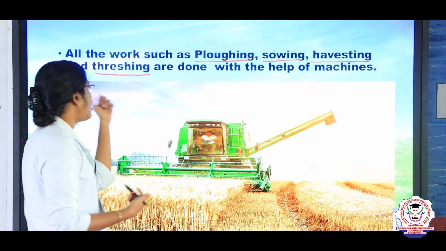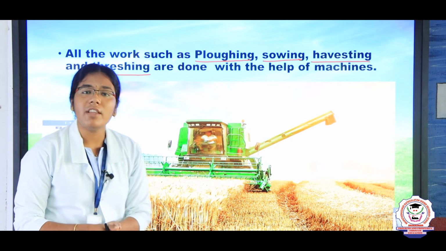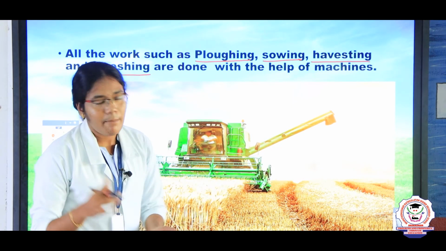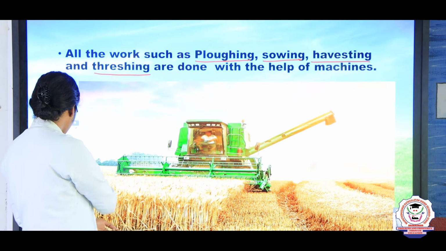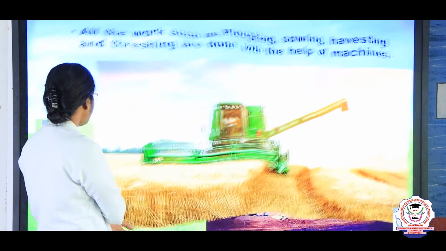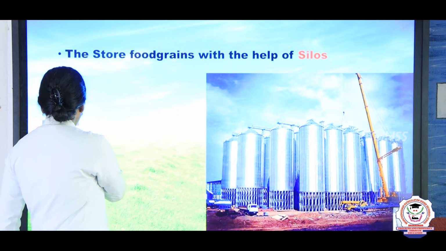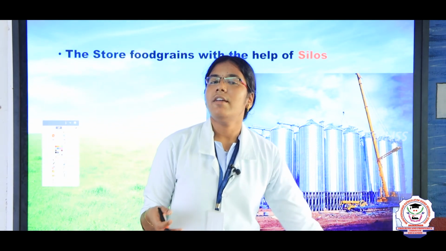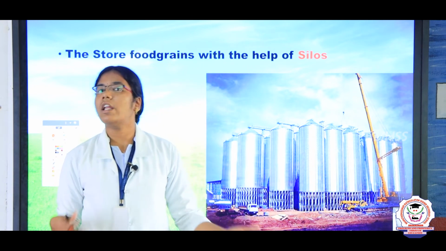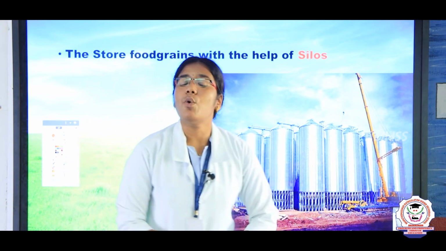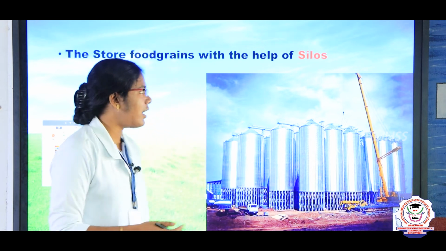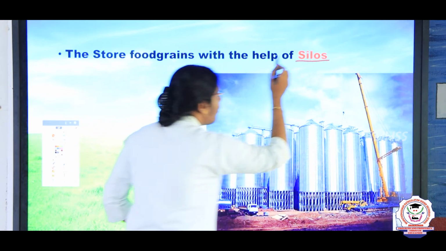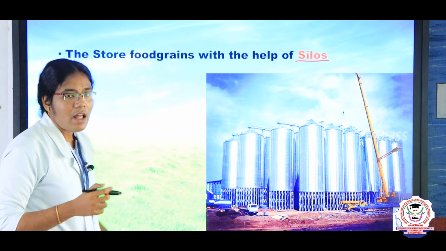That is threshing. Everything here is done with the help of machines. They usually store food grains in silos. We already discussed that the wheat production is very high, so silos are used to store the food grains.